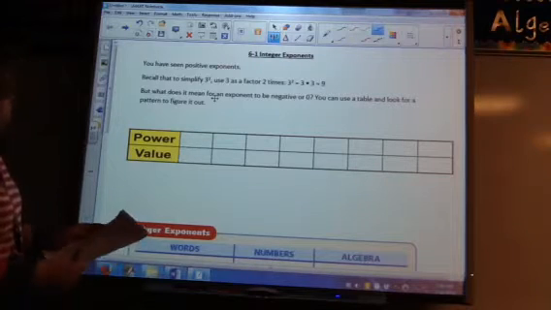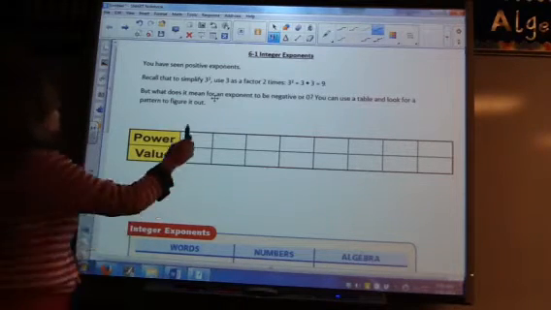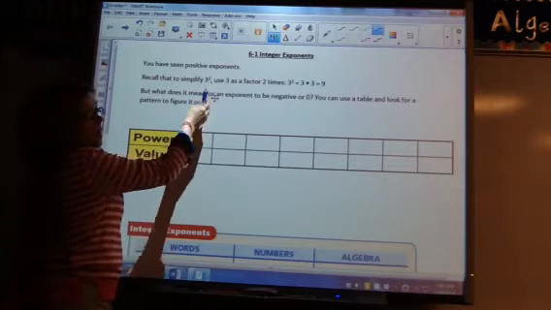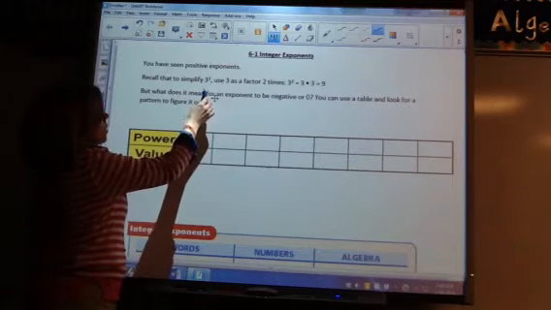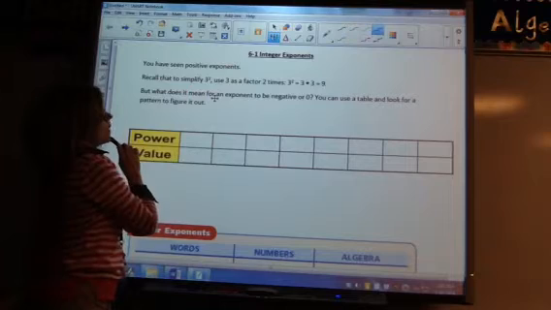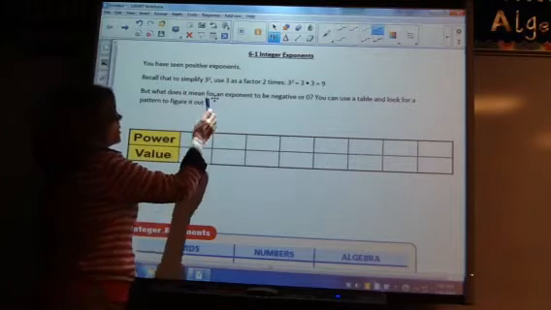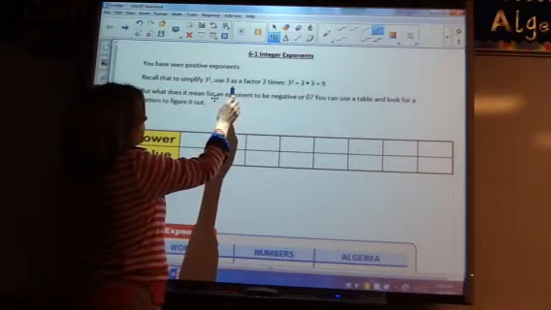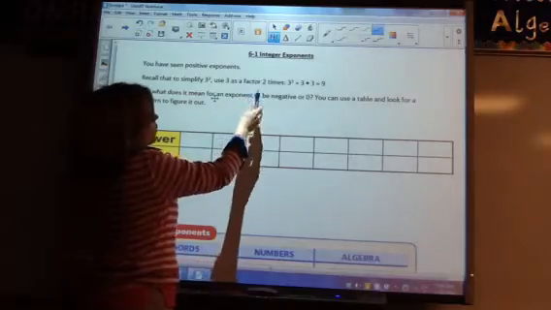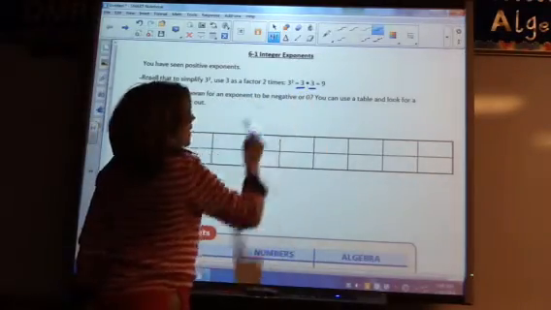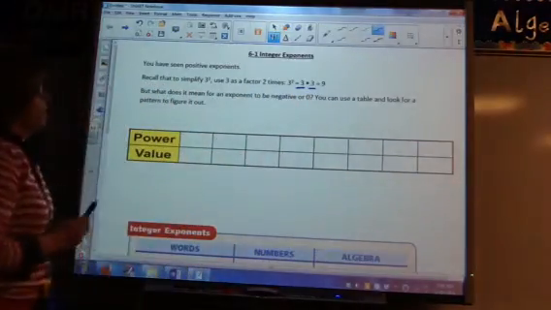You have seen positive exponents. For example, 3 squared is a positive exponent. You all should know that 3 is your base and 2 is your exponent, okay? And what you do is you take 3 and you use it as a factor of 2. So you're taking 3 times 3 and you're getting 9, okay?